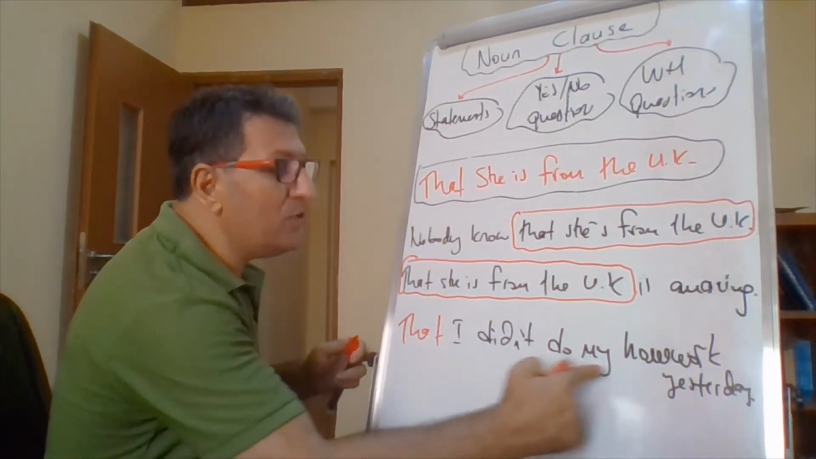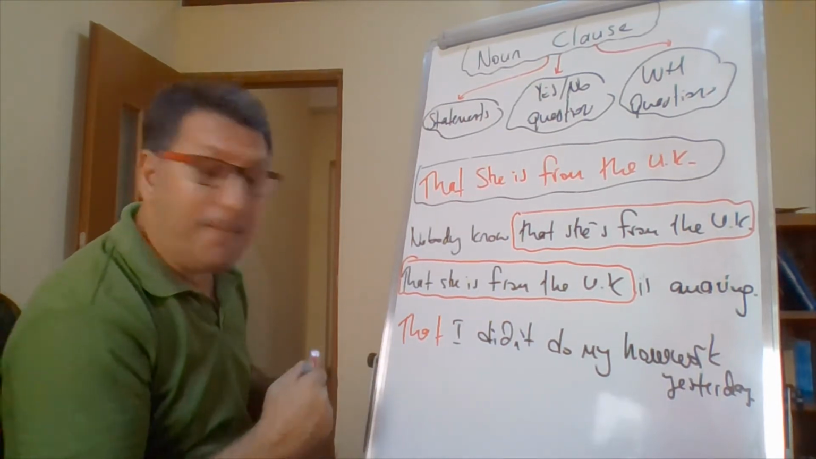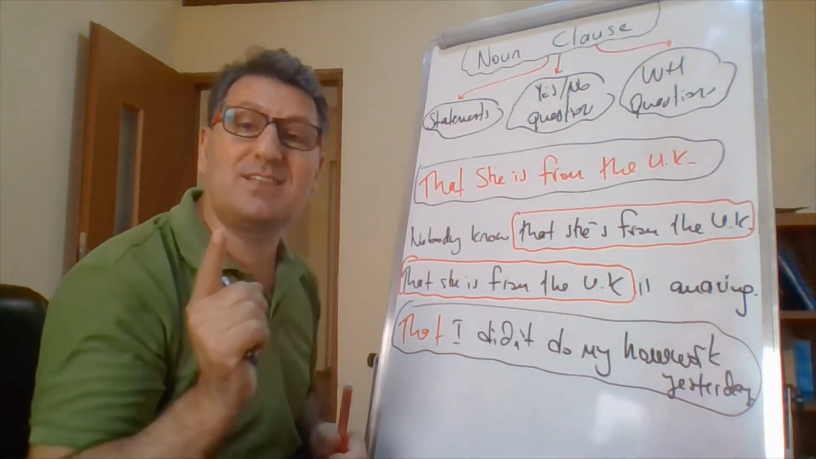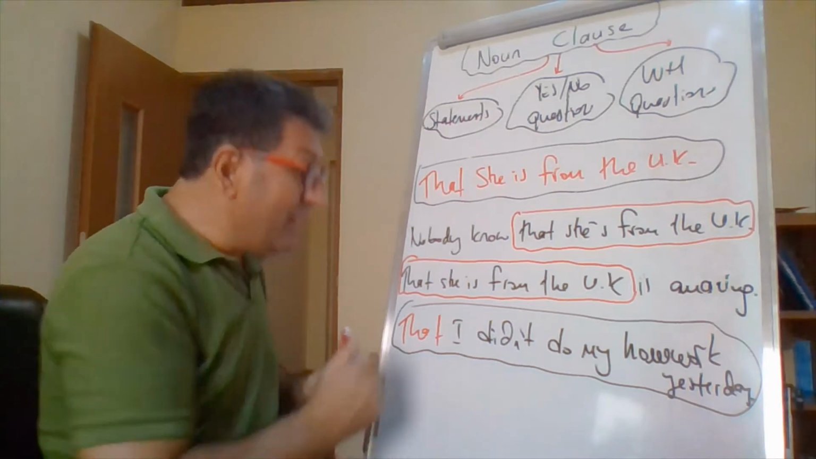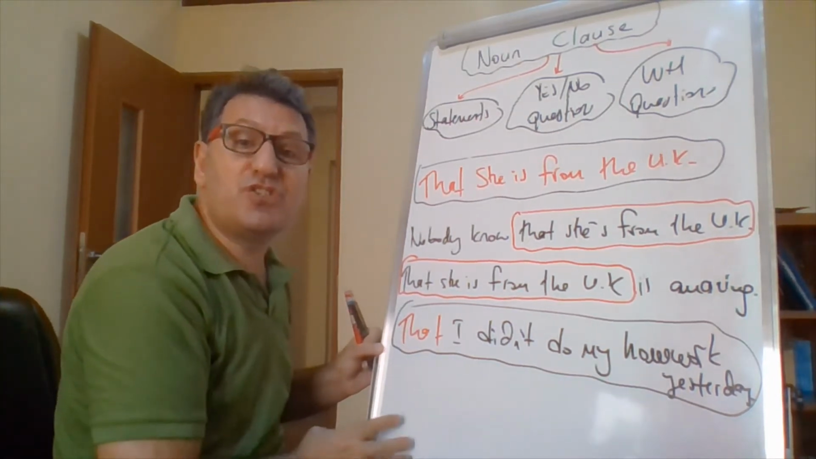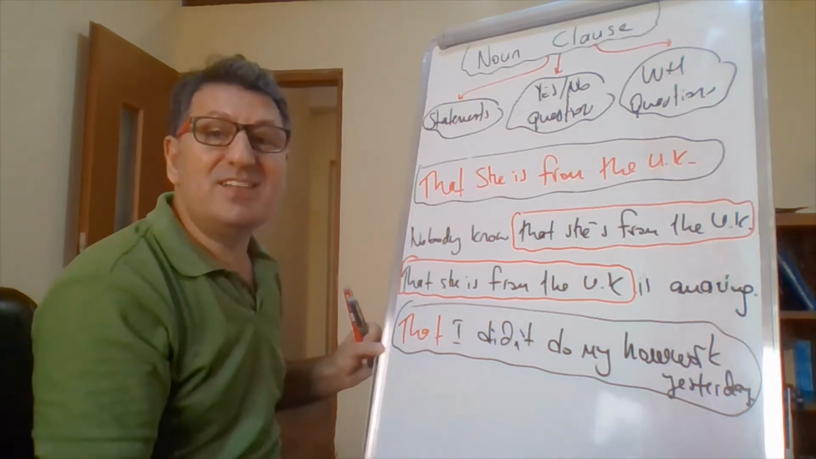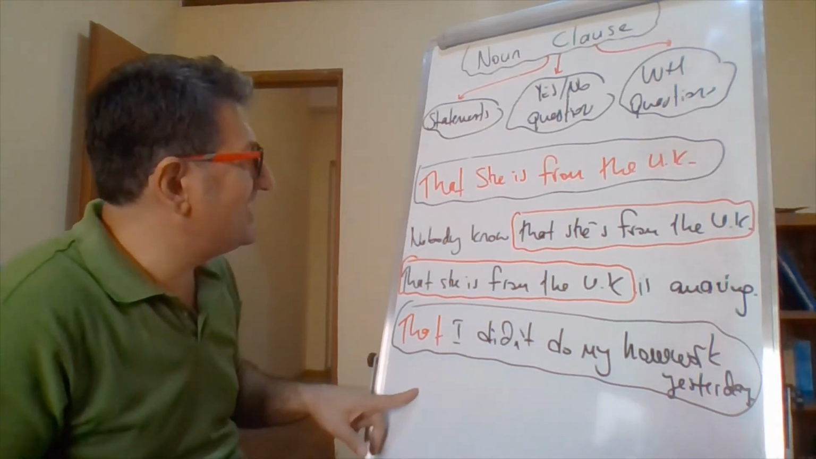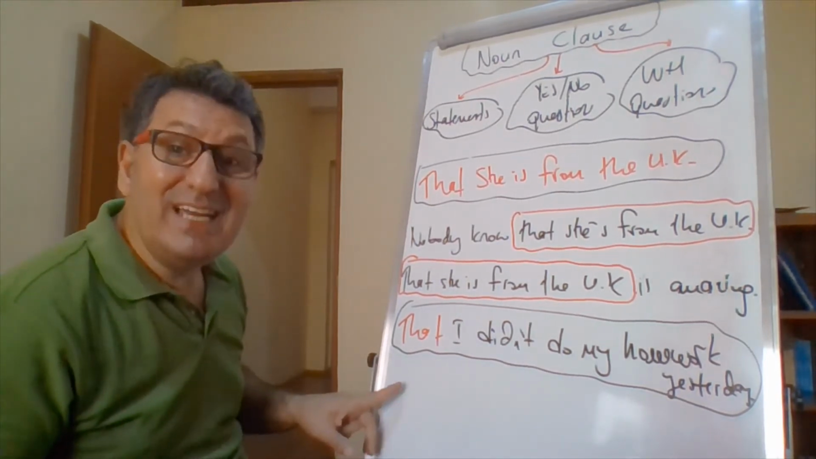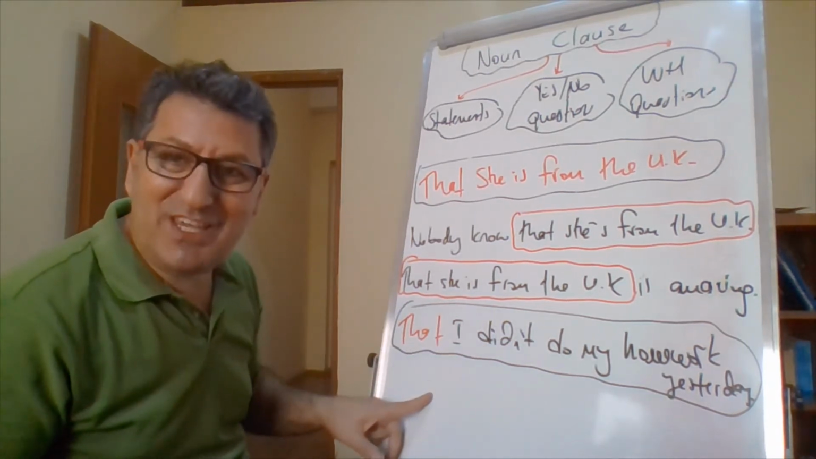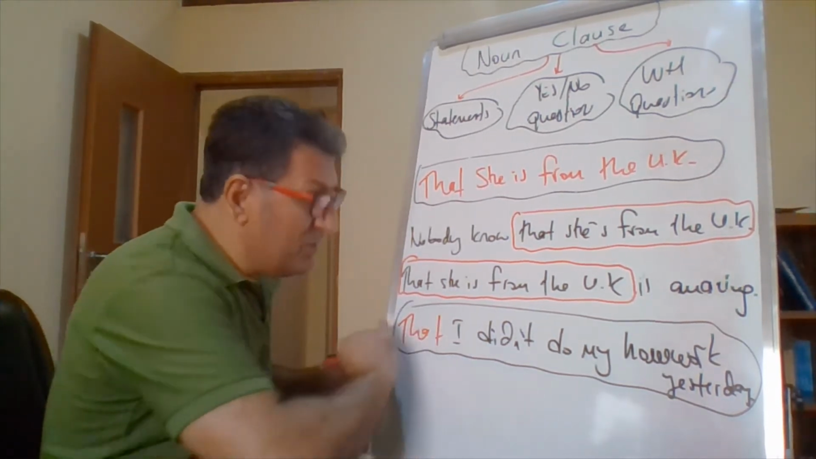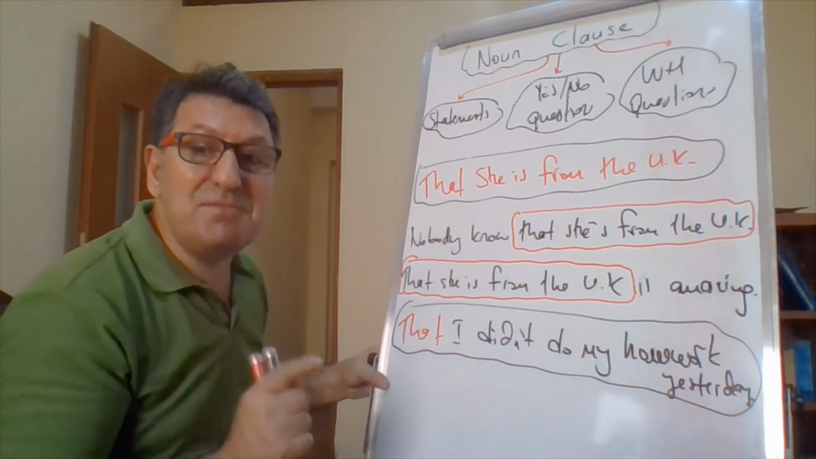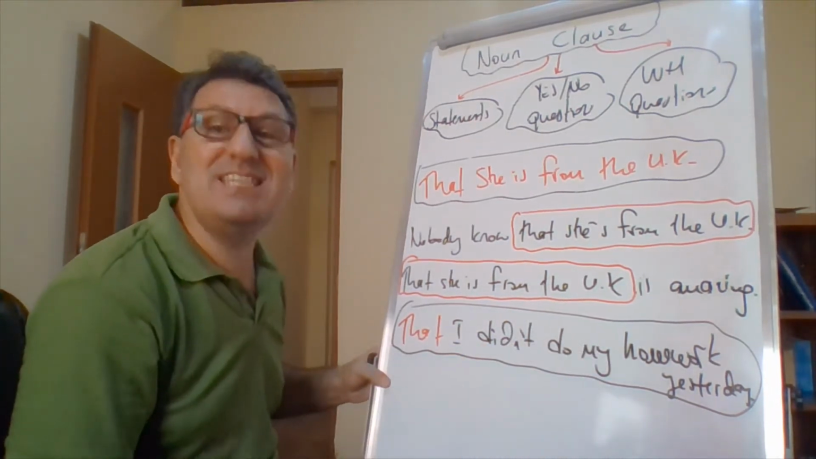Okay, that I didn't do my homework yesterday now has become a noun clause. As you see here, that I didn't do my homework yesterday now is a noun clause. Now I can use this noun clause as the subject or object of another sentence. Okay, my father doesn't remember that I didn't do my homework yesterday. Wow, it's great. You see, I use the whole noun clause as the object of my sentence.